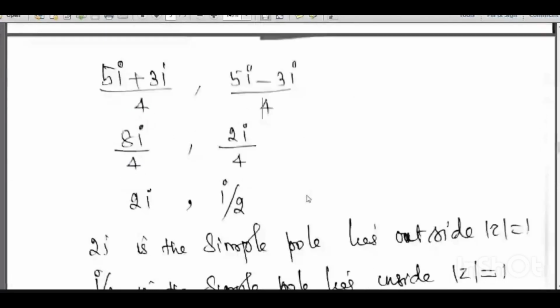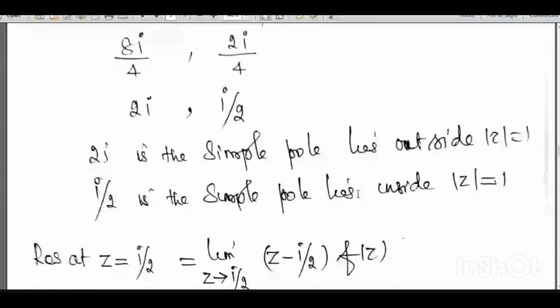These are the solutions, the poles of the equation z square minus, which you have studied in the equations. So the poles are 2i and i by 2. In the first type of contour integration, always modulus z is equal to 1. What is modulus z is equal to 1? Modulus z is equal to 1 means the unit circle. Unit circle means the radius should be 1. So that is the unit circle.